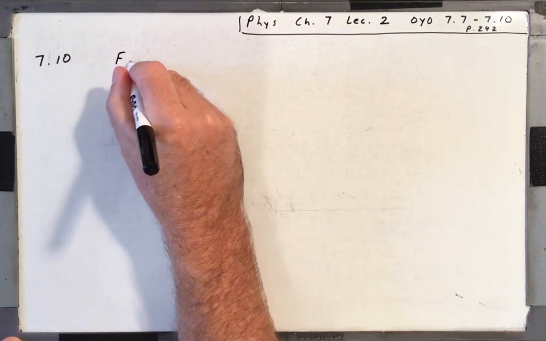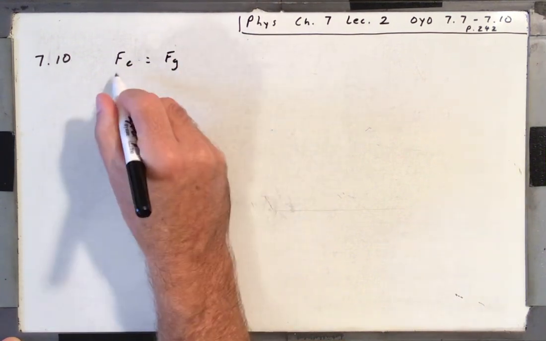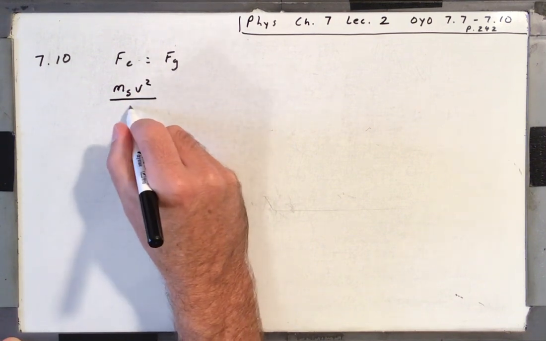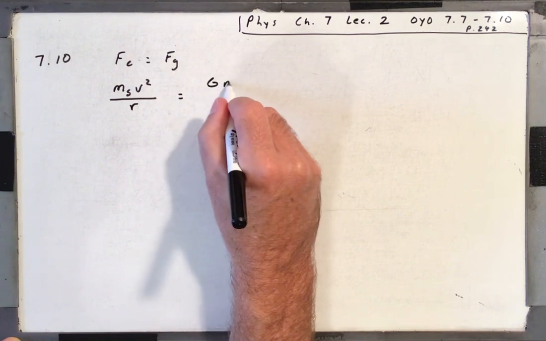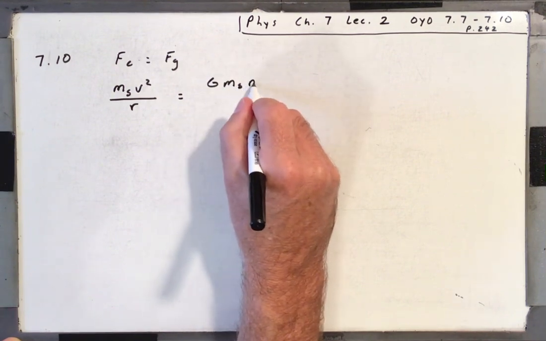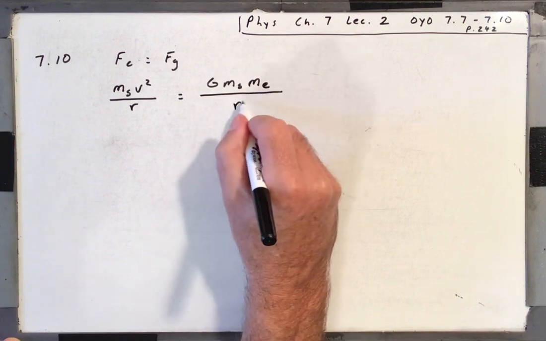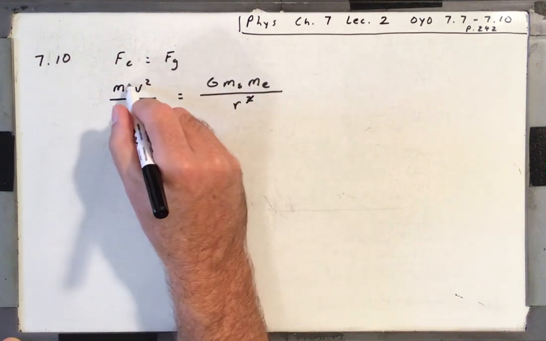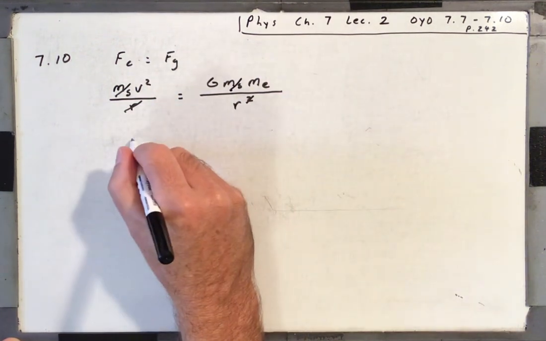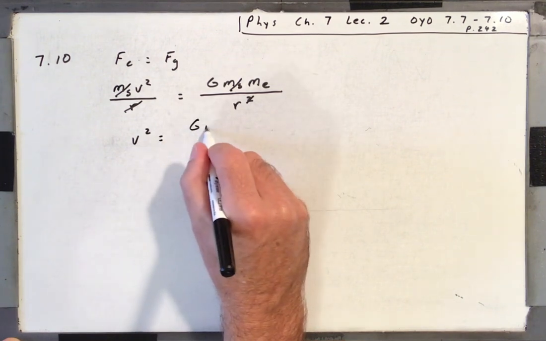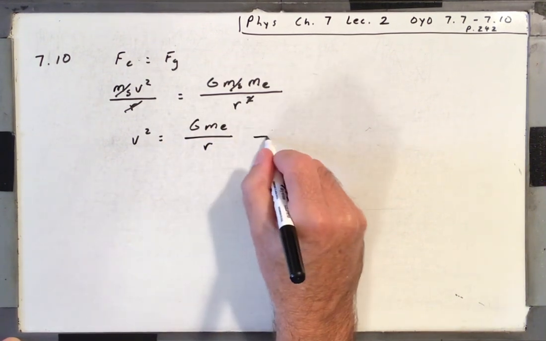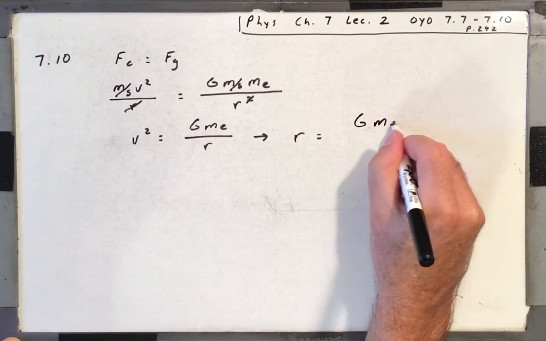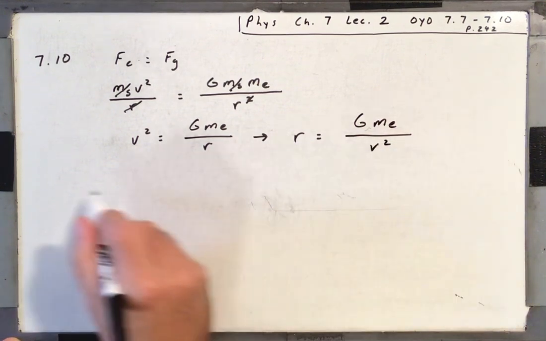So I have F sub c is equal to F sub g. F sub c is the mass of the satellite times the velocity squared over r. F sub g is G times the mass of the satellite times the mass of the Earth over r squared. One of the radius cancels, the mass of the satellite cancels, and we have v squared is equal to G times the mass of the Earth over r. Solving for r, we're just going to switch the r and the v squared. You'd have G times the mass of the Earth over v squared.